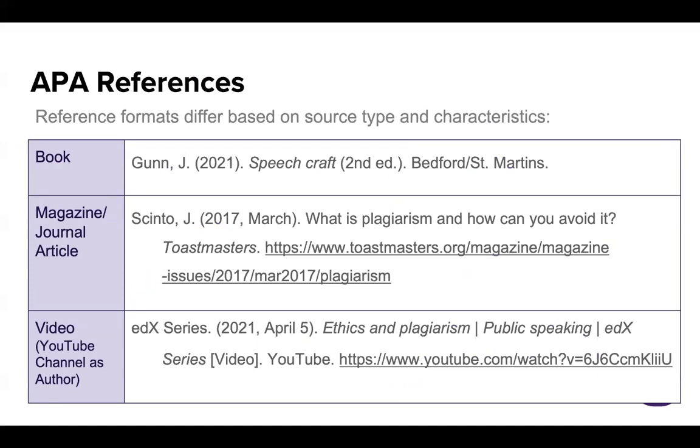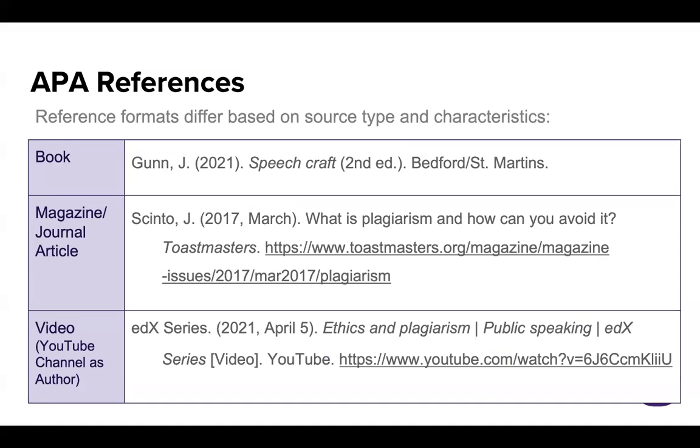So in the first example, which is a textbook by Gunn, we started with Gunn's last name and first initial, followed by the year of publication, 2021. Next, we put the title in italics, the edition information, and the publisher. That tells us what book it is, and we know who published it. So we can find that book anywhere that it happens to be, whether it's in a bookstore or online somewhere.